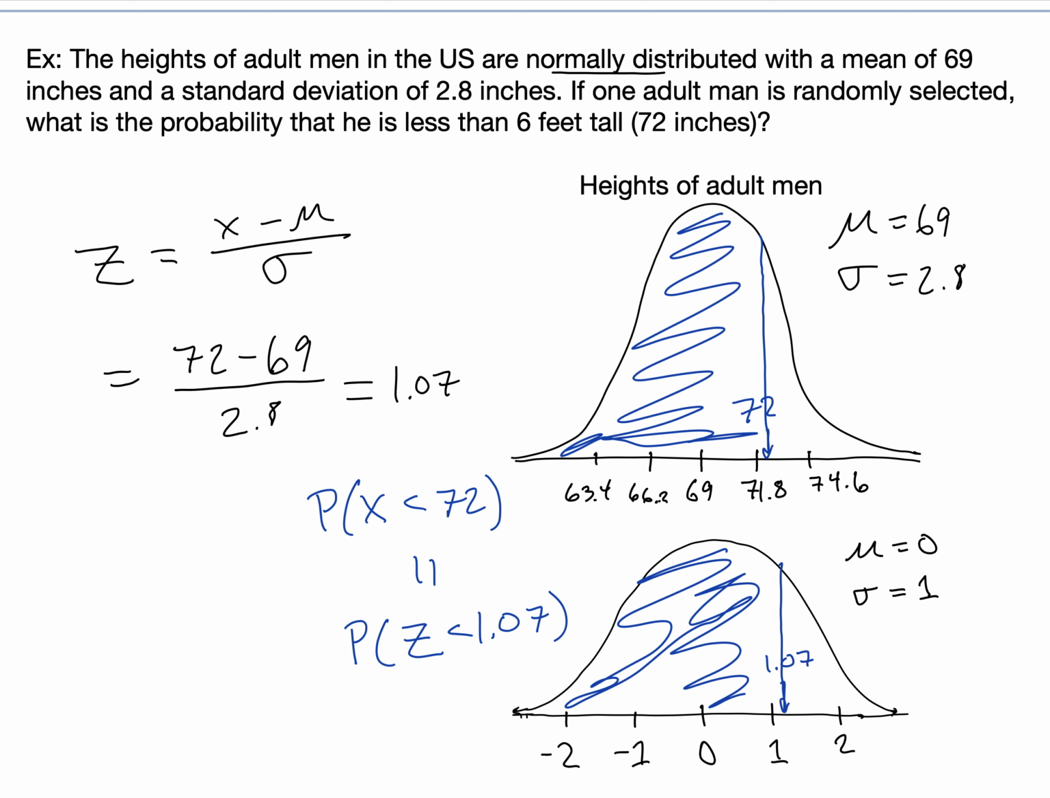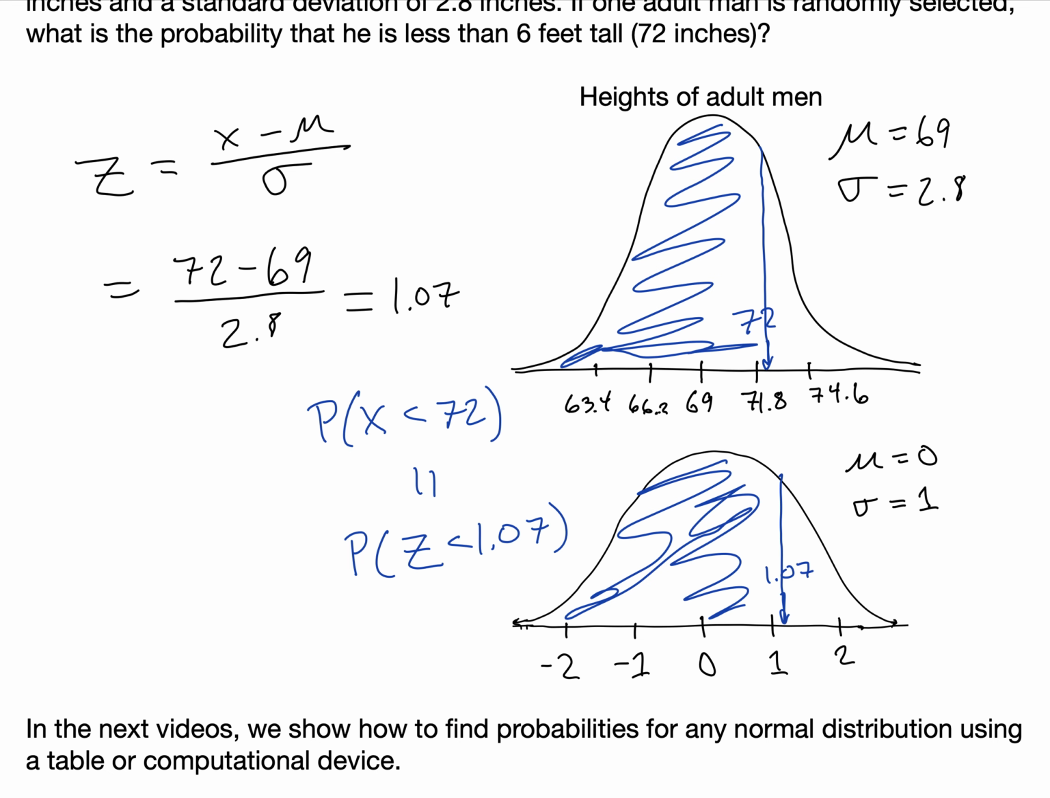So this is how we'll approach these problems, especially if we're using the table. If we're using a computational device, we don't necessarily need to find the z-score, but I still want you to understand the connection between a standard normal distribution with mean 0 and standard deviation 1, and other normal distributions with mean mu and standard deviation sigma. So in the next videos, we're going to show how to find these probabilities for any distribution using a table or computational device.